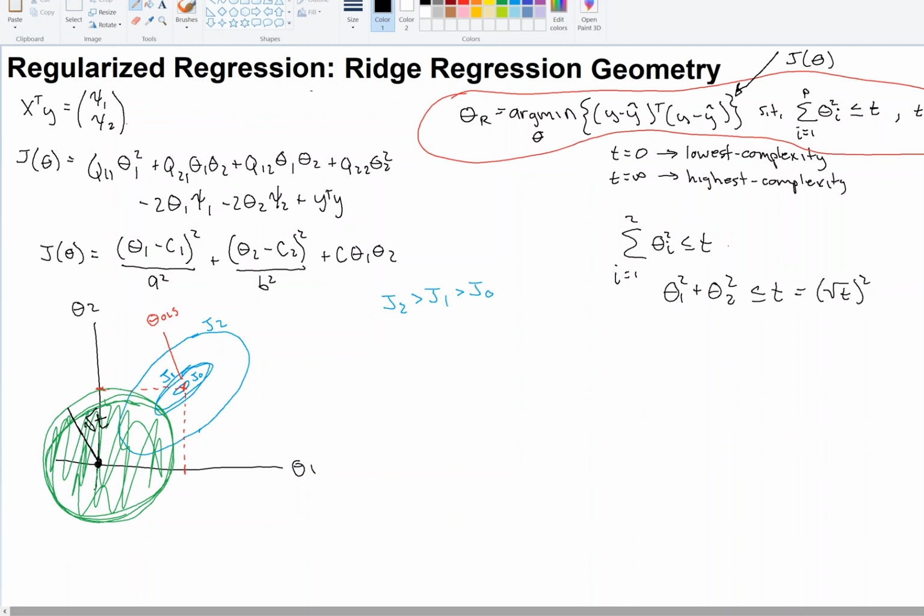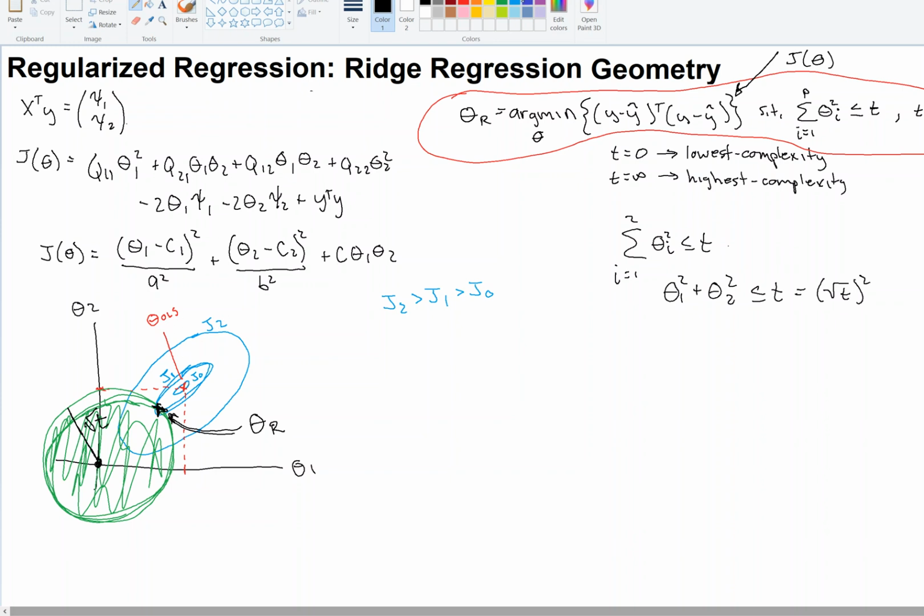So where is the minimum then? How far down the mountain can you go? And the minimum is right here. It lies on the border of the constraint, and it lies tangent to the ellipses. So this is the minimum right there. This is the ridge regression solution. So when you constrain theta, you are not allowing yourself to get all the way to the minimum, which is the ordinary least squares.